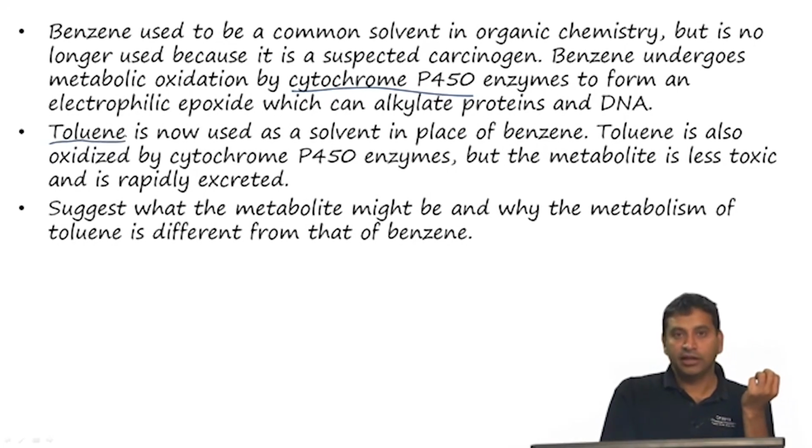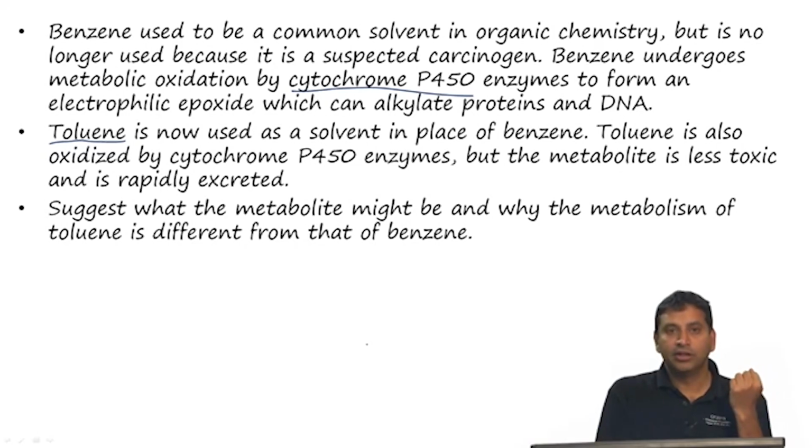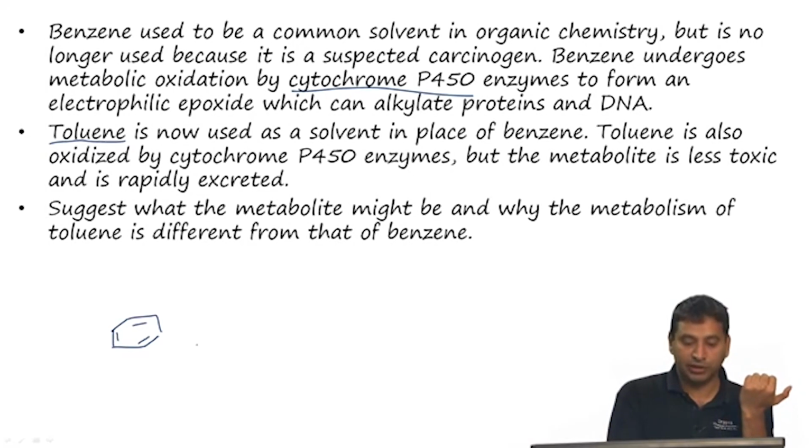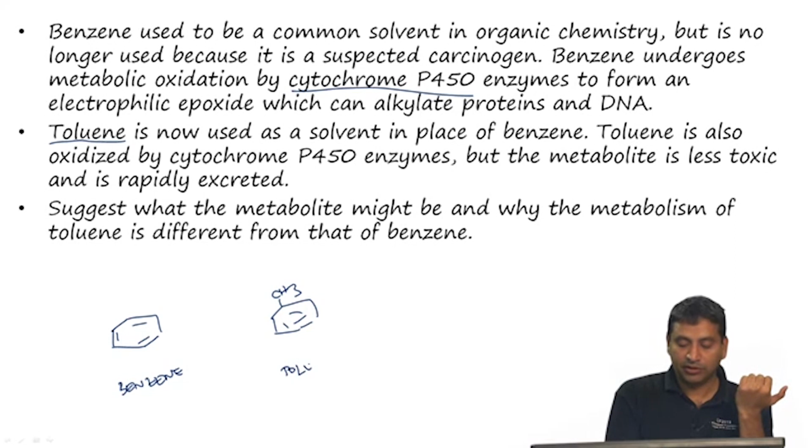Toluene, on the other hand, is a replacement that has been found, and toluene is also oxidized by cytochrome P450, but the metabolite is less toxic and rapidly excreted. So, the question is, suggest what the metabolite might be and why the metabolism of toluene is different from that of benzene. In order to answer this question, first let us draw the structure of benzene, which is over here, and toluene, which is basically the benzene ring with a methyl group.